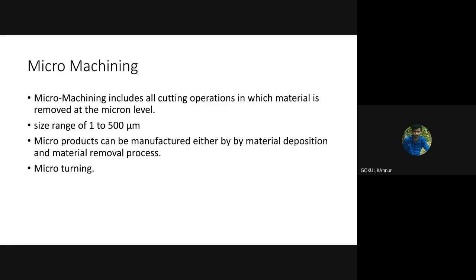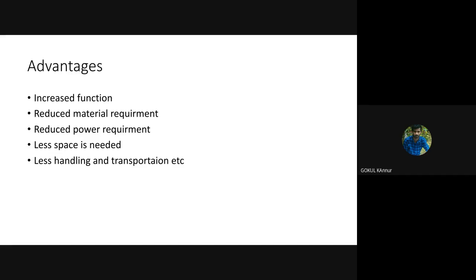Now we'll see some of the advantages. So these are the key advantages of any micro products. Micro products, you have already seen, range from 1 to 500 micrometer size. So while using these types of products, what are the main advantages? First of all, increased function. It has many functions in the present scenario. Its functionality is increased if we can produce miniaturized components.